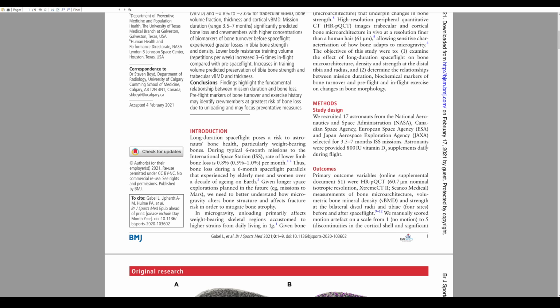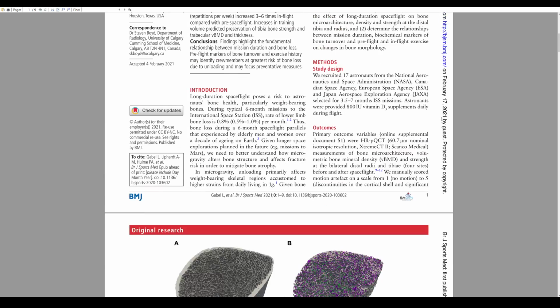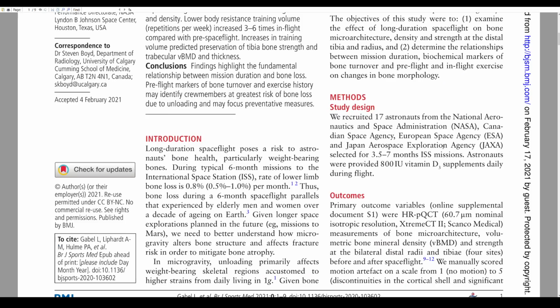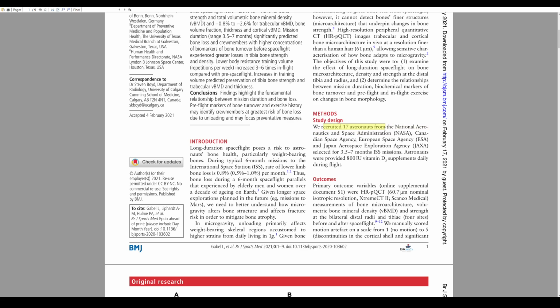And then let's skim 1 or maybe 2 paragraphs of the methods. So we've got 17 astronauts from a bunch of different countries. They were in space for a few months, and they took a vitamin D supplement in space.